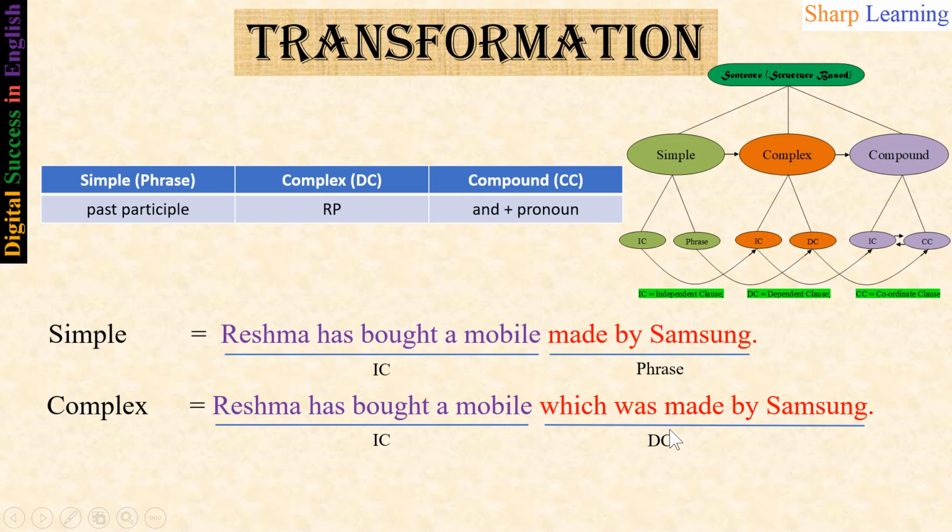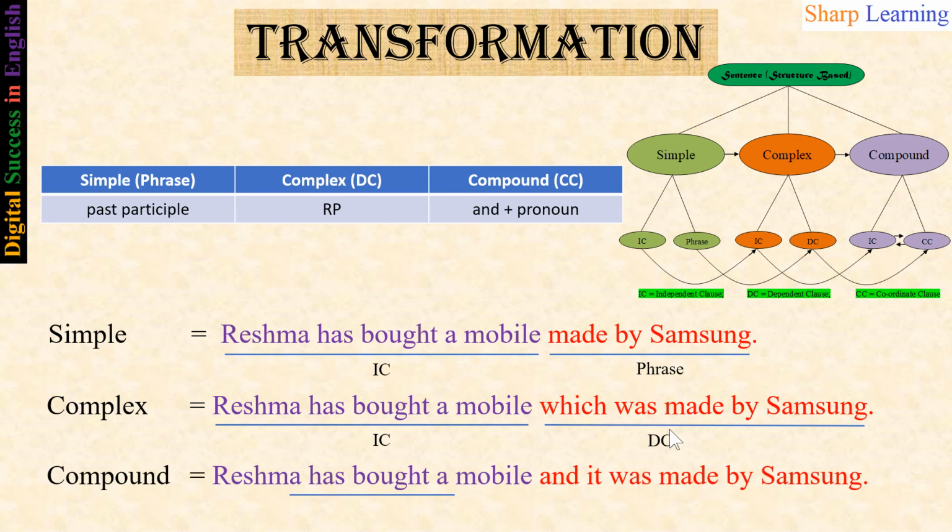How can I make it compound? IC will be IC and DC will be CC. Okay, see here, the IC is the same, and the DC has been transferred into a CC. Instead of the conjunction "which" we have used a different conjunction, and instead of the subject "which" we have used an independent subject, that means the pronoun "it". So "and it", this conjunction and subject, have been used instead of "which". These are the basic changes.